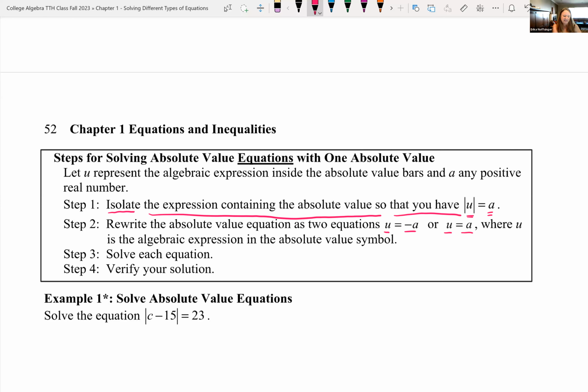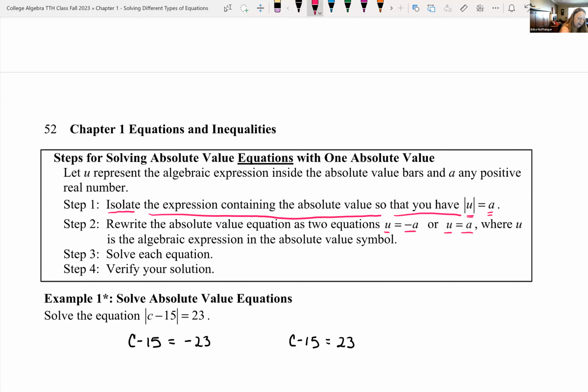So for instance, we have the absolute value of c minus 15, and this is equal to 23. Our absolute value is already isolated, so we can set what's inside the absolute value, c minus 15, equal to -23, or we have c minus 15 is equal to +23. We want to solve each one of these equations for c.